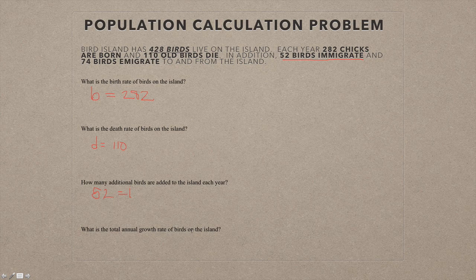And then what is the total growth rate? Well, we're going to need our equation for that. So it's going to be the letter R. That's our growth rate, and that's going to equal all the animals or all the birds that migrate in or are born that year. That's 282. That is the actual birth rate.